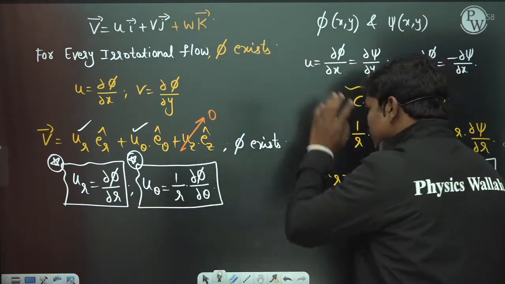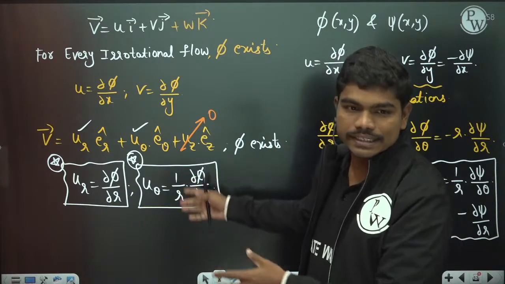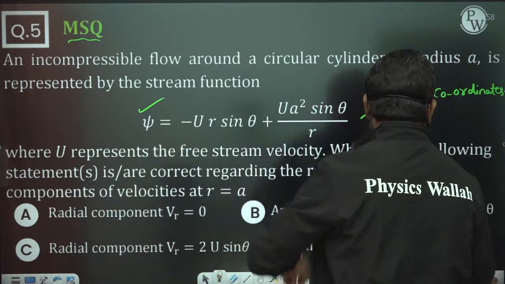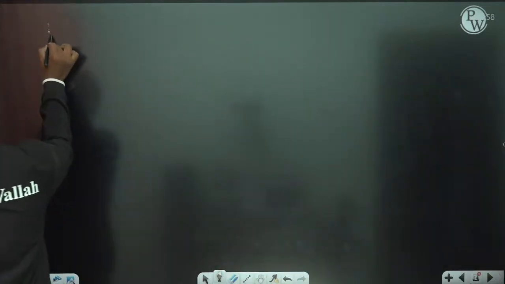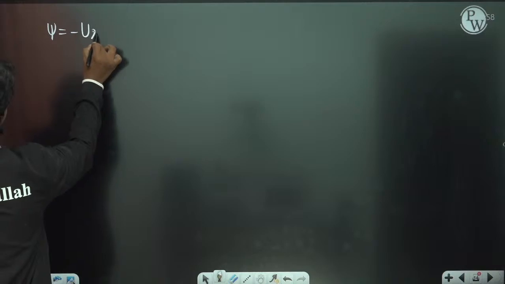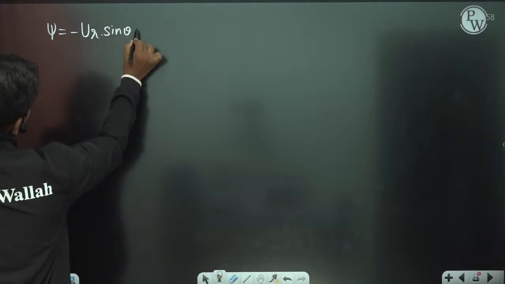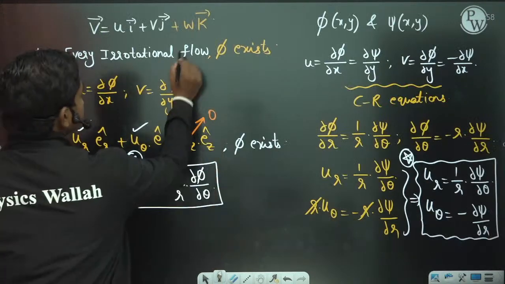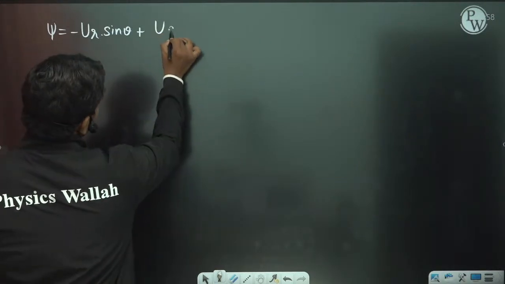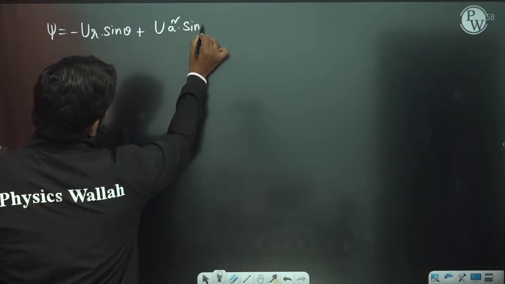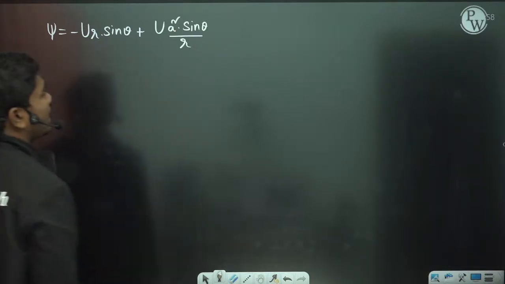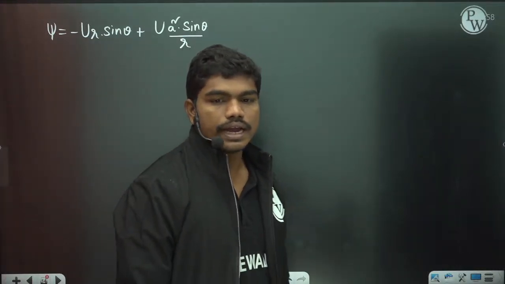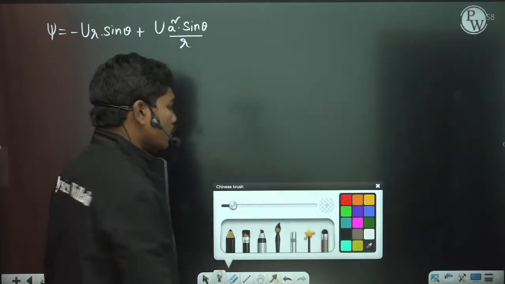If that's clear, let's go for this question. If this much background is in your mind, because if I directly write these equations you don't understand what's happening. Now, the stream function is given. What is this stream function? ψ is equal to minus U times r sin θ plus U a² sin θ by r. This is what you have, and this is basically the stream function. I'll repeat after the completion of this question.